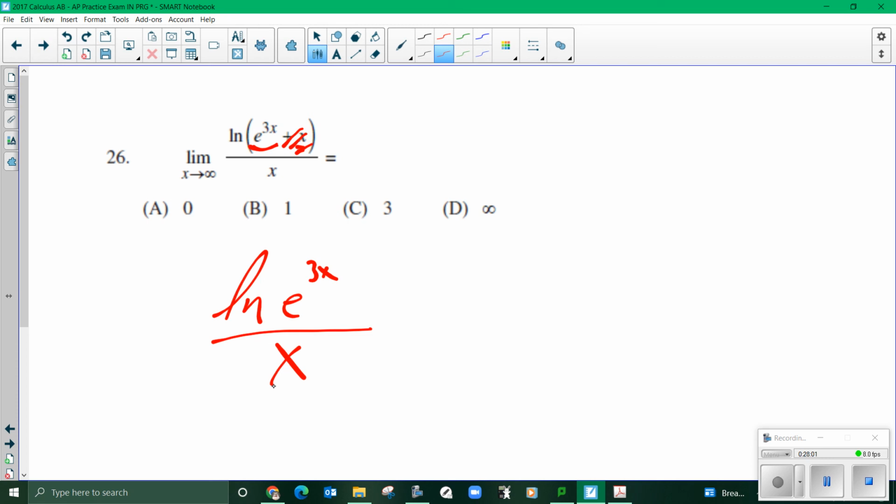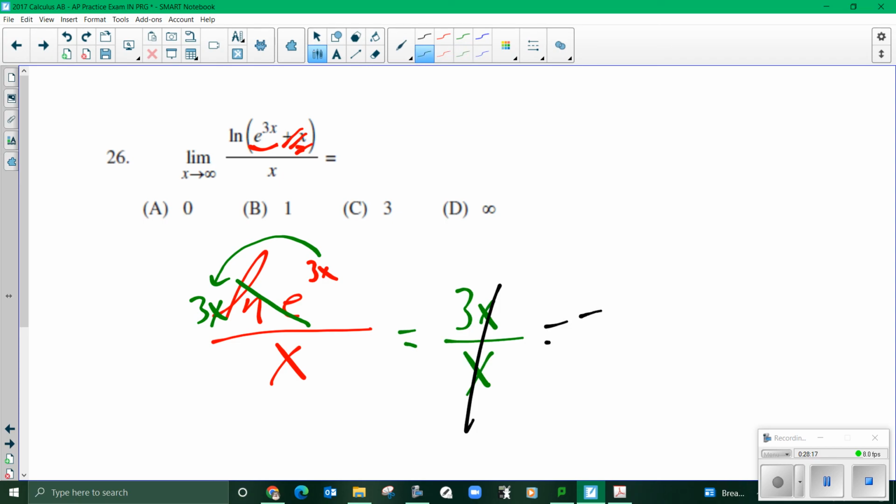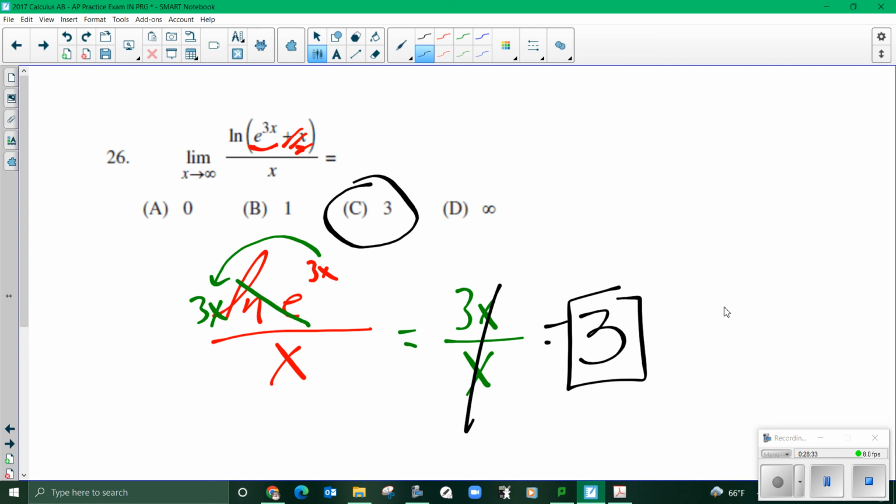Now, I try to simplify before I plug in infinity. Okay, well, the great thing is ln and e cancel. This comes down. So I have 3x over x, and I can simplify even more. My x is, boom. Oh, beautiful. Wow. That was an algebra problem. That wasn't even a calculus problem. I mean, it was. So what happened to infinity? We have no more x. There's no x to plug infinity into. It is just 3.